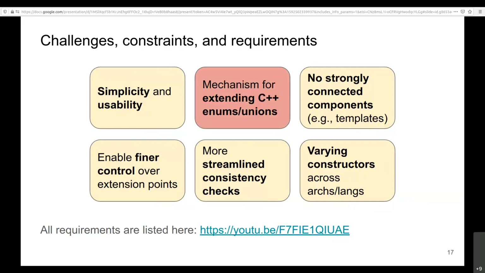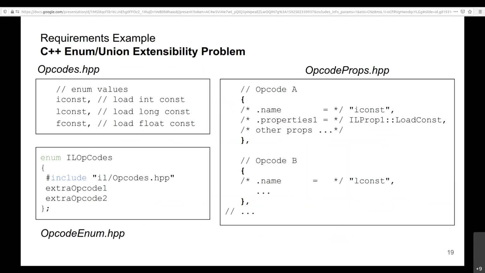For example, let's take a deeper look at one of the requirements, namely the C++ Enum extensibility problem. So a virtual machine takes a source code written in some language and executes it. To be able to reason what to do at a certain point of a program lifetime, a virtual machine uses its own set of opcodes. Each opcode specifies the instruction to perform. For example, iconst loads an integer constant, while lconst loads a 64-bit or long integer constant.